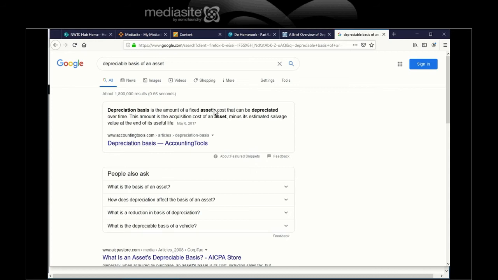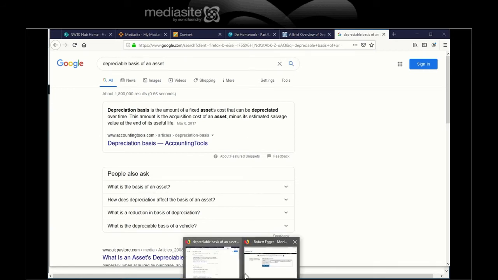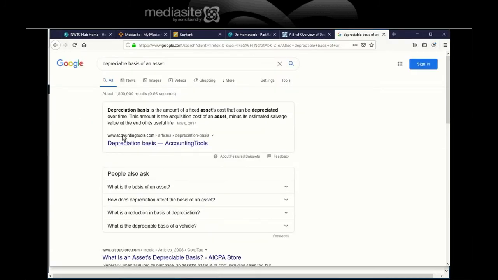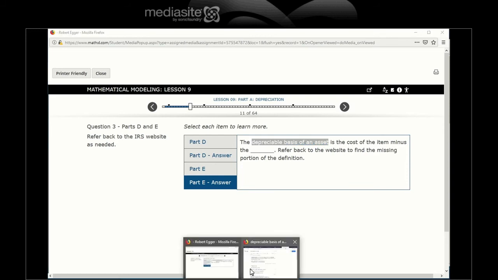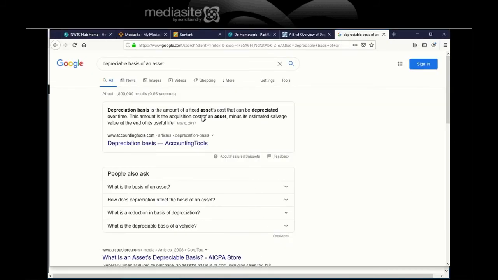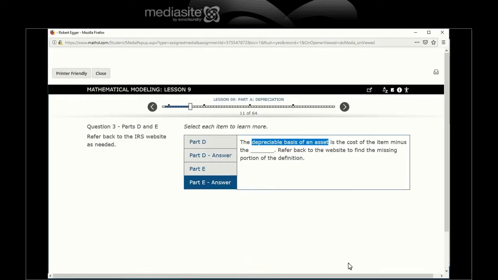Depreciation basis is the amount of fixed asset cost that can be depreciated over time. The amount of the acquisition cost of an asset minus the estimated salvage value at the end of its useful life. The depreciable basis of an asset is the cost of the item minus the estimated salvage value.